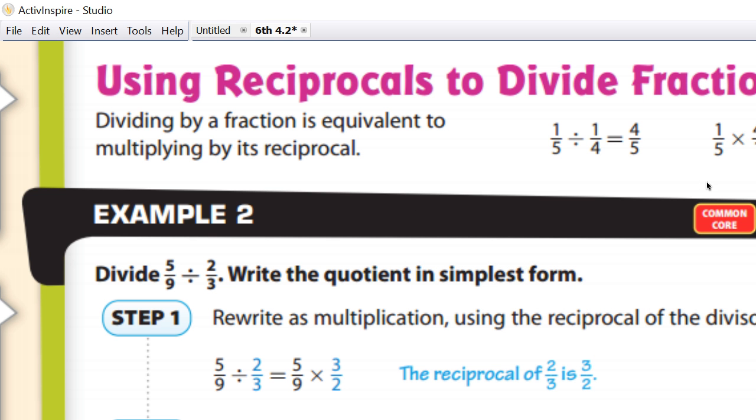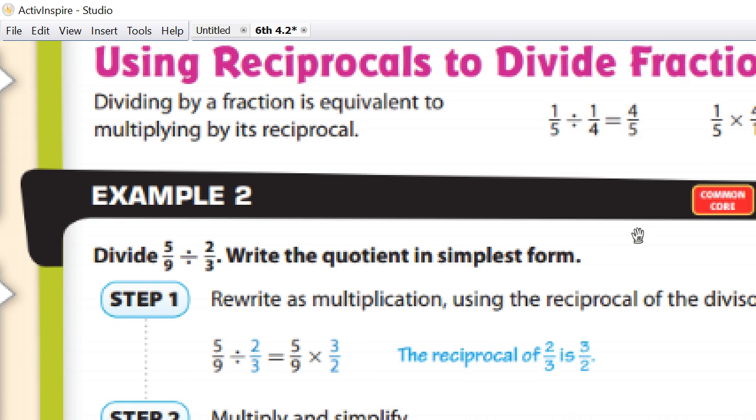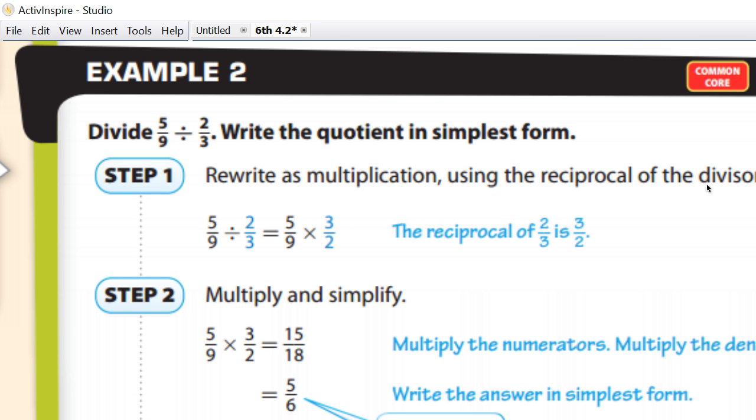Okay, we're on page 88. The title of the page is Using Reciprocals to Divide Fractions. Dividing by a fraction is equivalent to multiplying by its reciprocal. Let's go ahead and examine example 2, and then we'll try a couple problems.